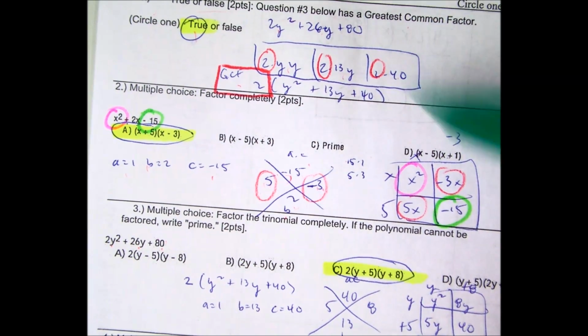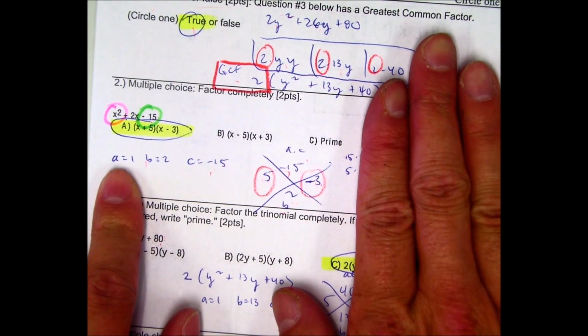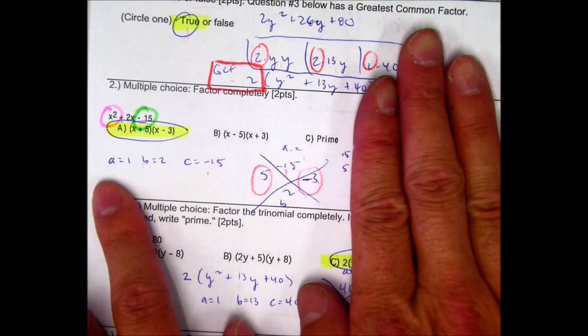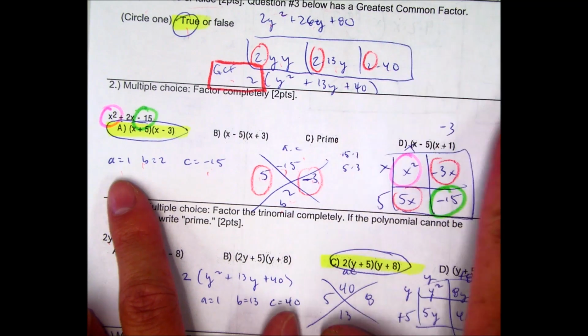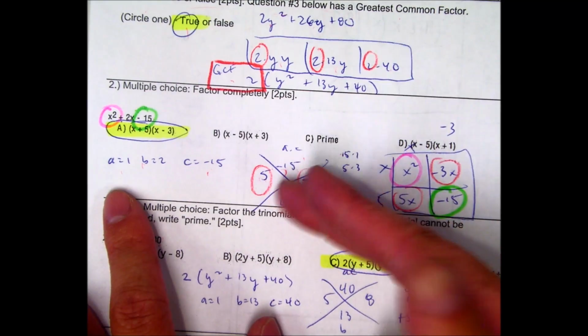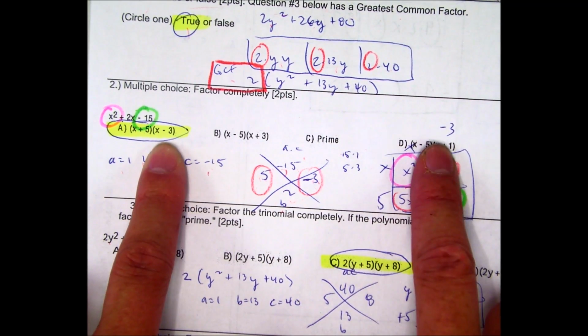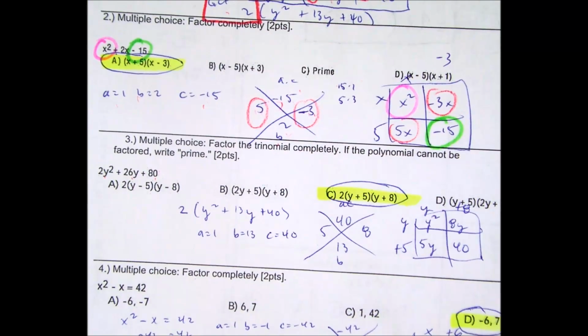Now, the trick, after doing a lot of these in class, is that when your A value is equal to 1, you don't have to do the box. When your A value is greater than 1, you should be doing the box. If you don't understand that, you can just do both the x and the box all the time. So the correct answers here: x plus 5 and x minus 3.